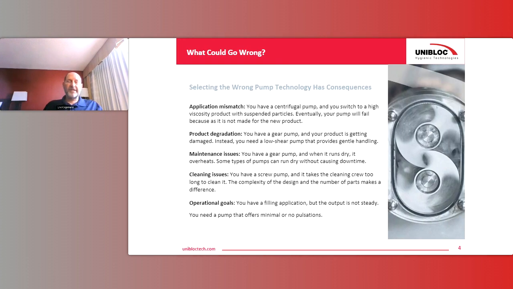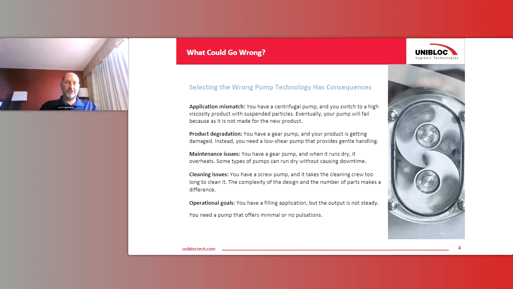So what could go wrong? Obviously selecting the incorrect pump for the application can cause issues. There's several different things that can happen. For example, if you take a centrifugal pump that's designed for thin liquids and you change a product or you want to run a more viscous product through there, the pump technology is not designed for that and can stop and cause problems. The product degradation is another issue you want to take in consideration. If you choose the wrong pump technology, your product quality can go down. There can be damage to particulates in your product that you may not want damage to. So you have to keep that in mind as well.